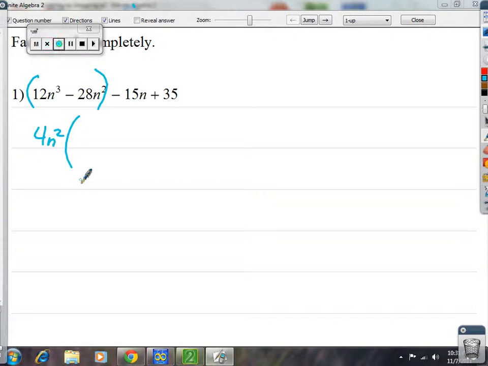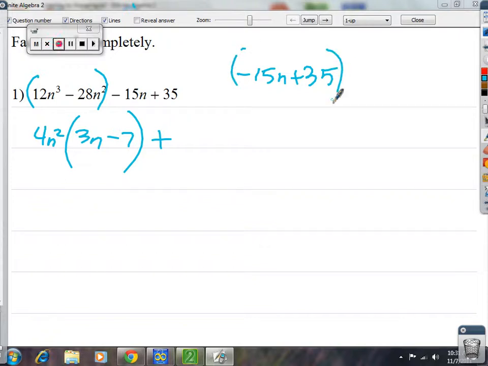So 4n squared times what's 12n cubed? 3n. And 4n squared times what's negative 28n? Minus 7. Okay, now I'm going to put a plus. Now if I look at these 2, negative 15n and plus 35, what's the GCF of those guys? It's going to be a minus 5, but how many of you just did plus 5? Okay, let's do the plus 5, because that's what's tricky about this.